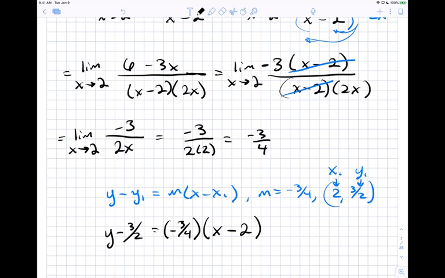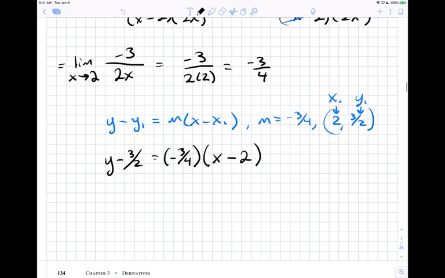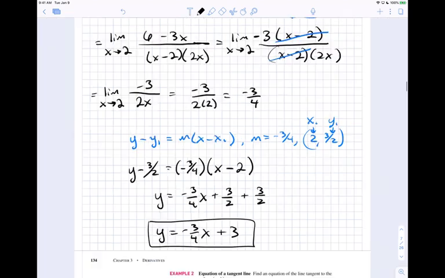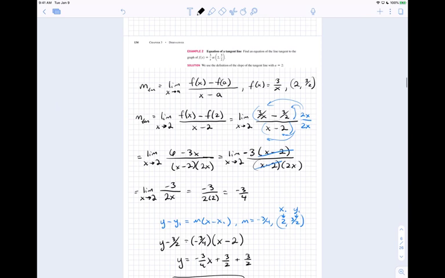All right, so let's go ahead and simplify this. So we get y equals negative 3 by 4x plus 3 by 2 plus another 3 by 2. Ultimately, we get y equals negative 3 by 4x plus 3. We get this equation. What was our original problem? Find an equation of a tangent line to the graph when x is 2.